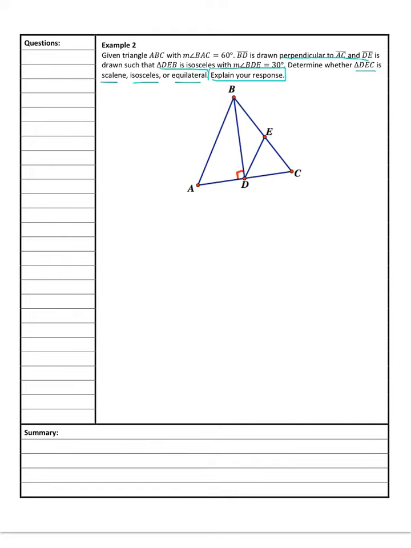So the first thing being, it says measure of angle BAC is 60. So thinking back how we find our angles, I start at the first letter B, I go to the second letter A, I go to the third letter C. So this angle that's right here in the middle, that's going to become my 60 degrees.